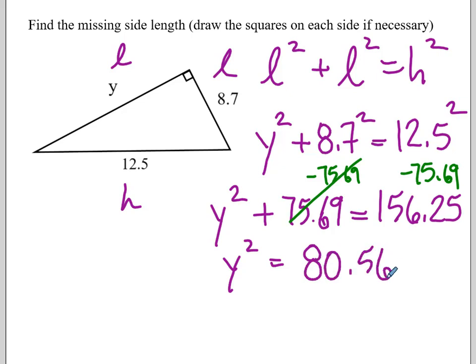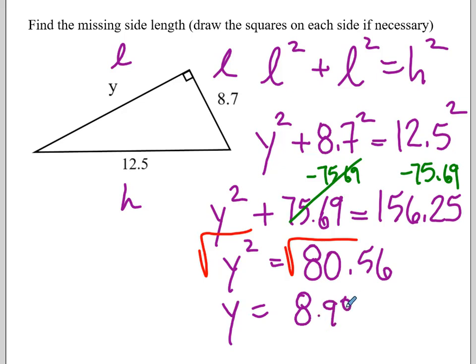And I get 80.56. And again, how do I undo a squared term? I square root both sides, and I end up with y equals the square root of 80.56, which is 8.98 or approximately 9. That's pretty close. So if I put a 9 here, I do a quick check. Is 9 as a leg smaller than the hypotenuse? So yes, it is. So this is a good solution.